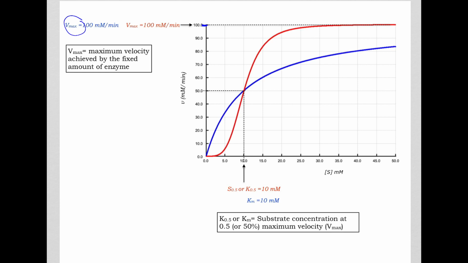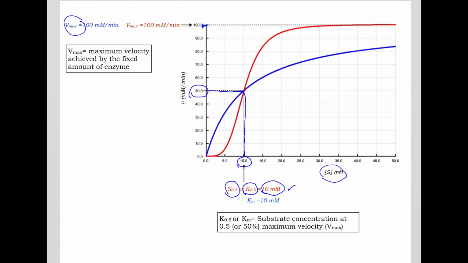So for the sigmoidal curve, once again, this Vmax is 100, we take half of 100, and that is 50, and we extrapolate the 50 to the sigmoidal curve down to the x-axis, the substrate concentration axis, and we get a K0.5, also sometimes called S0.5, of 10 millimolar. So K0.5 or S0.5 for the sigmoidal curve is 10 millimolar.